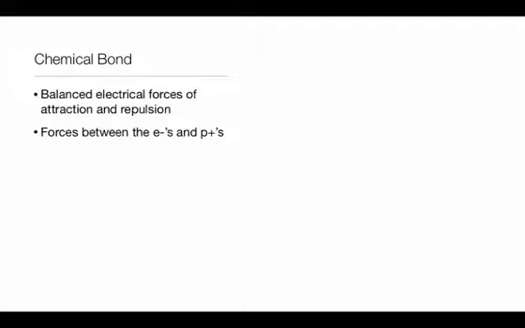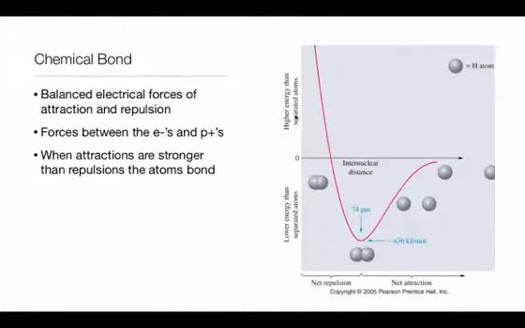So we have a delicate balance here between the attractions and repulsions. A chemical bond is going to form when the attractions outweigh, or are greater than, the repulsions between the electrons. This diagram gives us a pretty good representation of what's happening at the atomic level with the energy and the repulsions that are taking place.